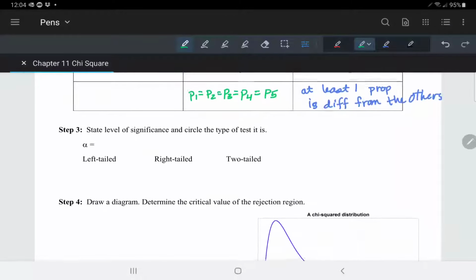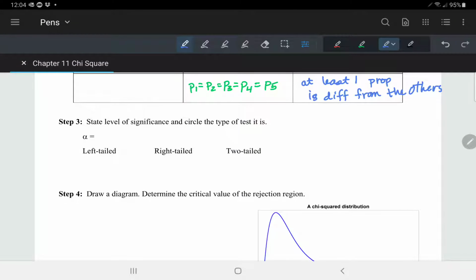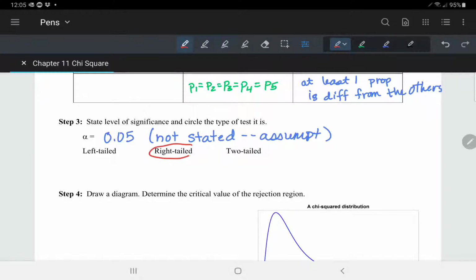Okay, but then we'll move on. Let's state the level of significance for the test. We were told to do this at a 5% significance level. Or no, we were not told, I'm sorry. This was not stated in the problem. So we are making the assumption then that we can use the 5% significance level. Okay, for chi-squared test, it's right-tailed. This is always for chi-squared.